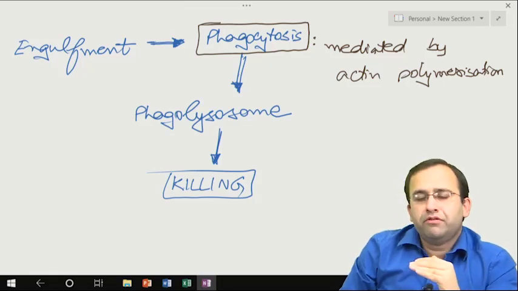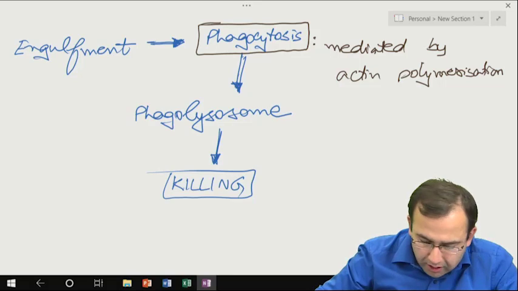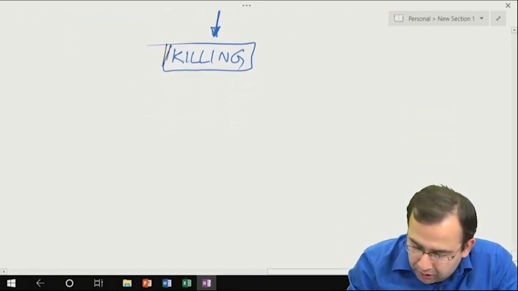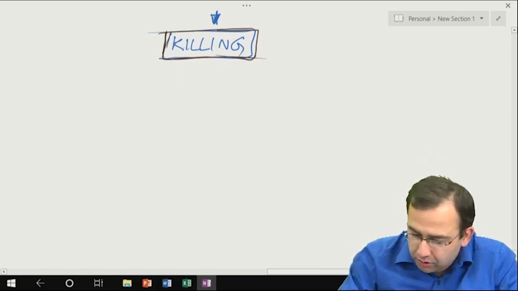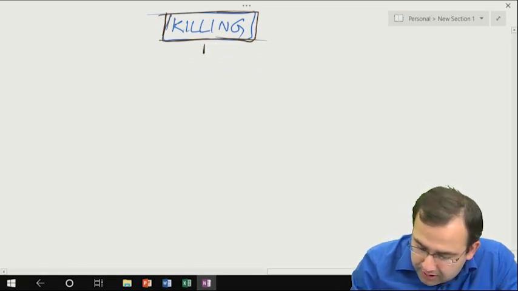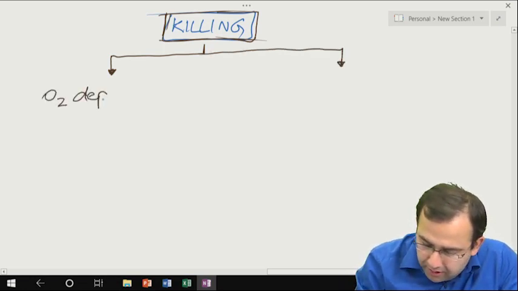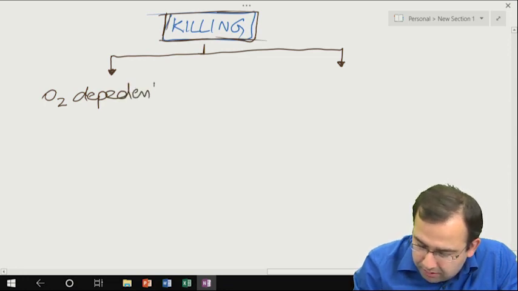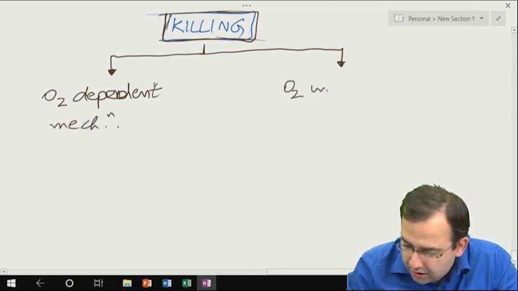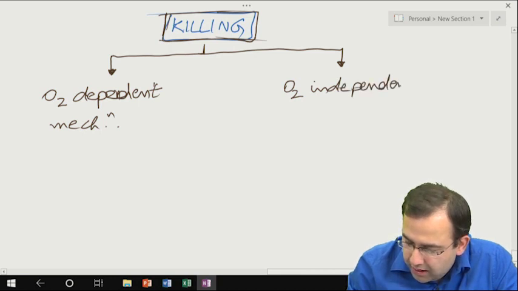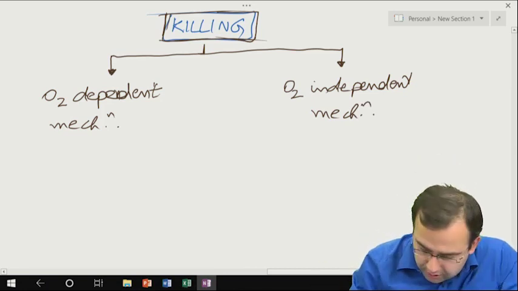Next point, phagocytosis, phagolysosome formation, it combines with the lysosome, in turn leading to killing. Killing is important. I can divide killing into two mechanisms, that is the oxygen dependent mechanism and the oxygen independent mechanism. Which is the main one? Oxygen dependent or independent? Oxygen dependent.